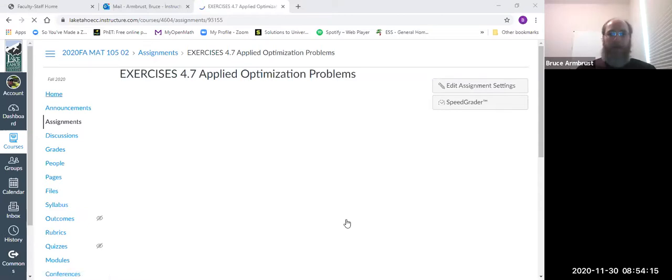Saw some thumbs up. So, okay, good. I'm glad to hear that. Most people really like L'Hopital's rule, especially since it came right after applied optimization, these word problems. It makes limits super easy, especially compared to what we had to do back in the day.